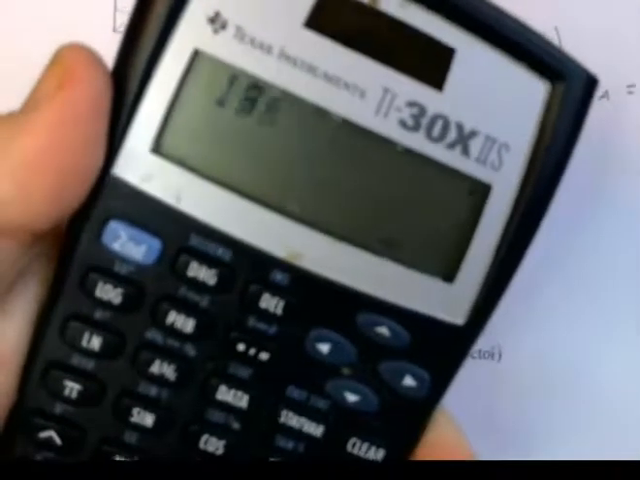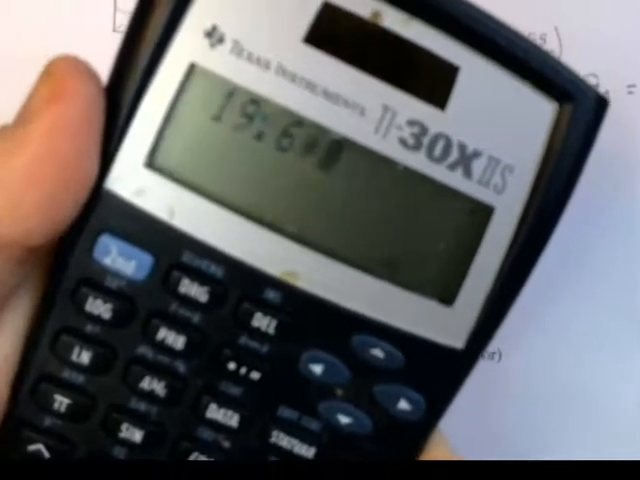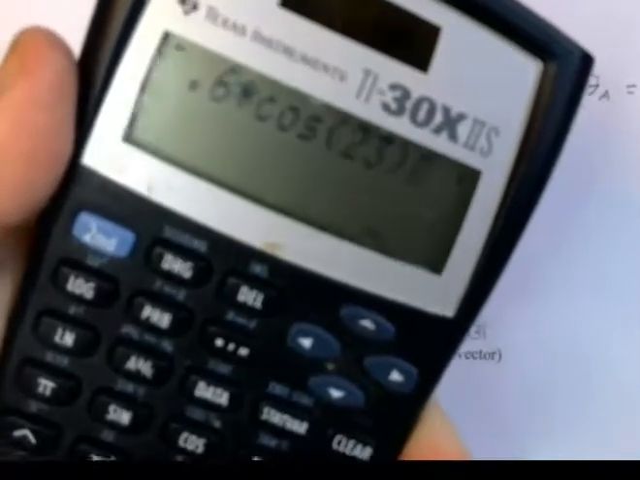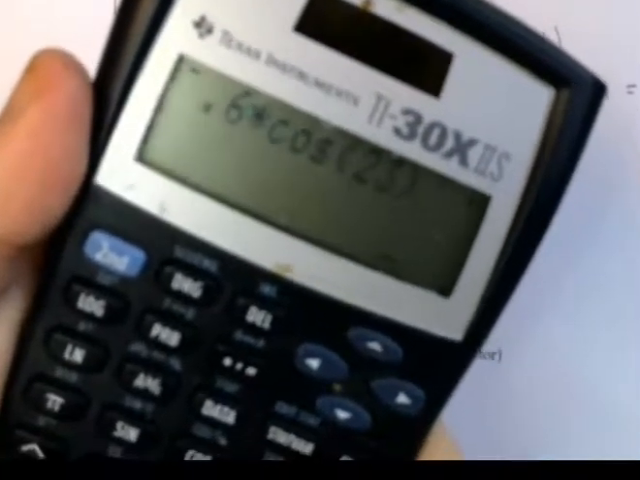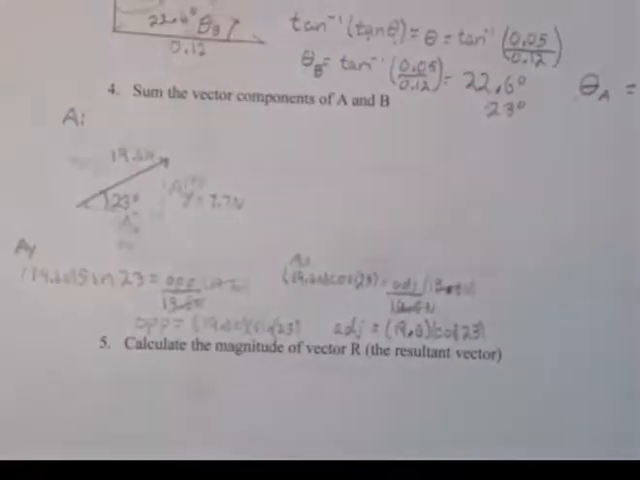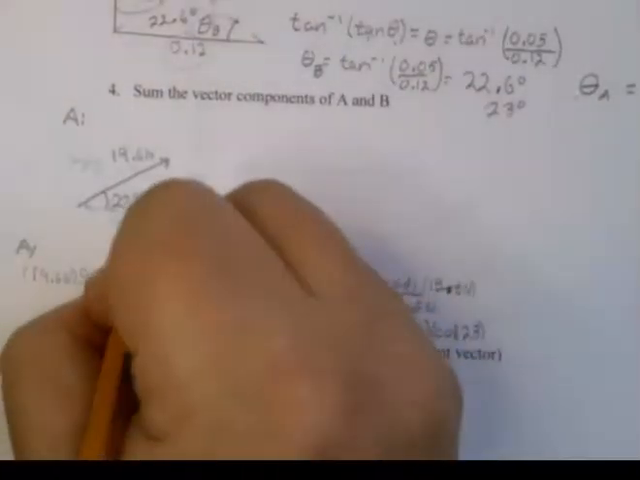Okay, so I have 19.6 times cosine of 23 degrees. Close the parentheses, so that's what it looks like. The 9 went off the screen, but it's there. Okay, and that equals 18. We're just going to call that 18. So this equals 18.